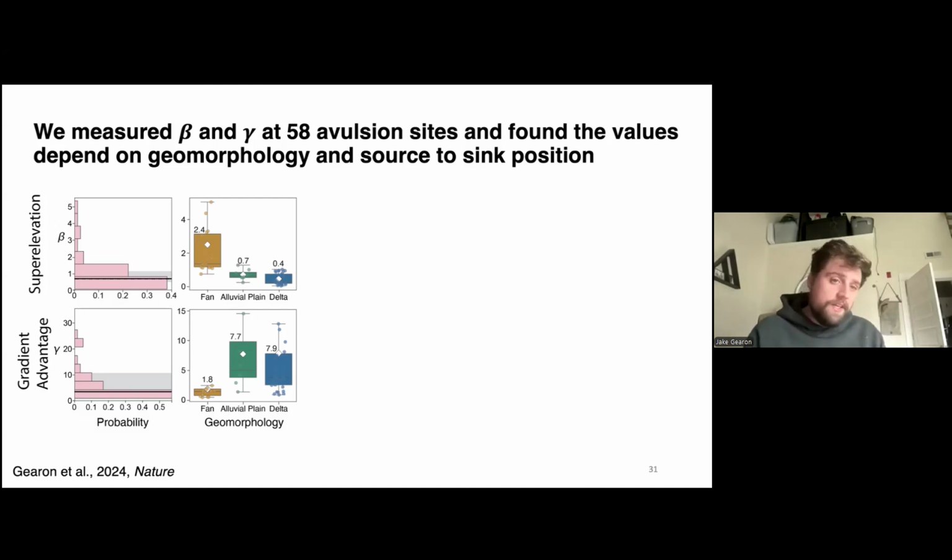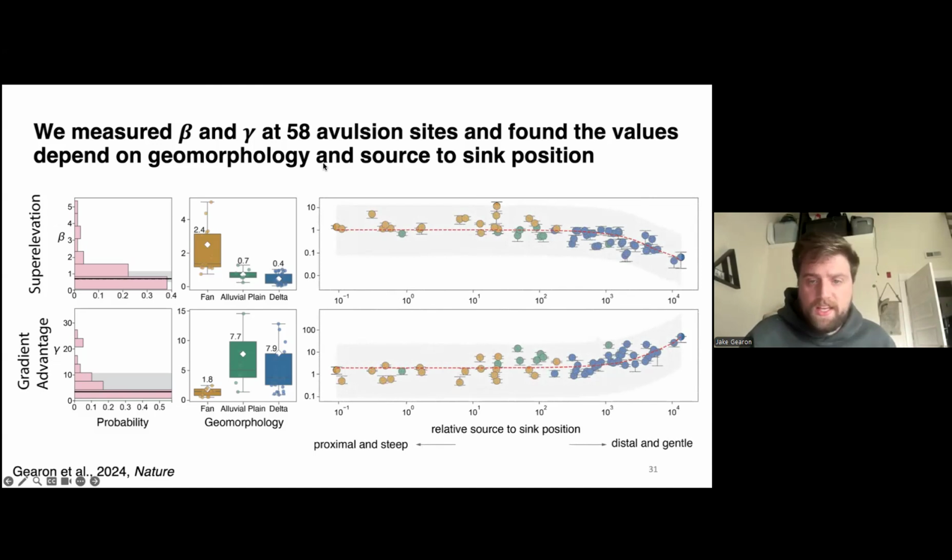But when you look at the gradient advantage, you see something opposite. You have very low gradient advantage values for fans, meaning that the side slope of rivers on fans is generally not even about twice as steep as the main channel's slope itself. But by the time you get to alluvial plain rivers and deltaic rivers, further down the transport system, you see much higher gradient advantage, meaning you have much steeper side slopes than the main channel slope. Now I'm going to show you this same relationship in a different way in this next plot.